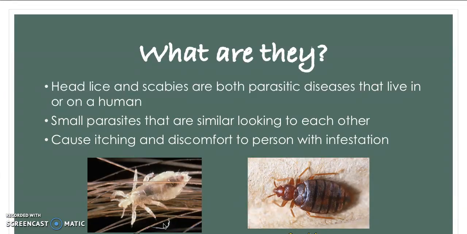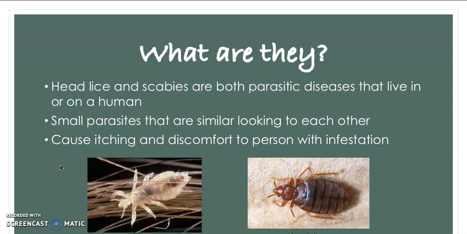So what are they? They are parasites that live in or on a human. So it's kind of gross and it sounds nasty, but they are very, very common. They're both small parasites that look pretty similar, as you can see. Lice here kind of has a white look to it, but scabies does as well. However, you can't really see scabies. They burrow more into the skin where lice stay on top of the skin.